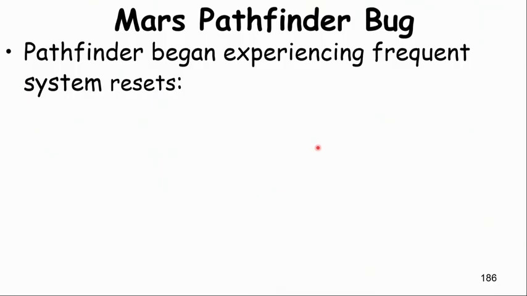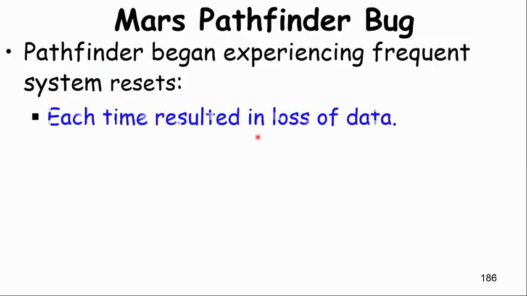But then the Pathfinder began experiencing system resets. The system, after every few seconds, started resetting itself, and as a result data could not be transmitted. Only a part of the data would be transmitted, and it resets, and again it starts transmitting and resets. So, complete data could not be transmitted.